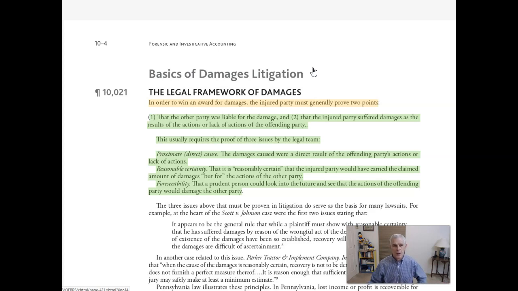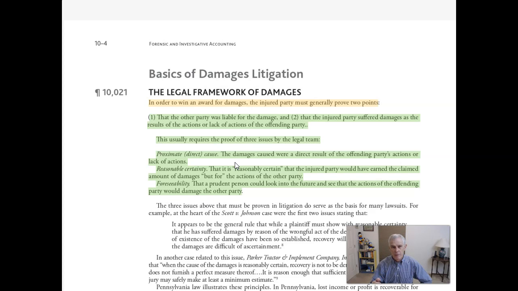Okay. Now, usually this requires proof of 3 issues. Number 1, proximate or direct cause. The damages caused were a direct result of the defendant, the offending party's actions or lack of actions. Number 2, reasonable certainty. That it was reasonably certain that the injured party would have earned the claimed amount of damages but for the actions of the other party.